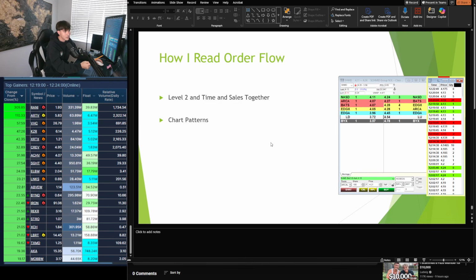So how do I read order flow? I have three big things that I'm looking for. One, I'm looking at level two. I'm watching the orders on the ask, seeing what the order book is like. Secondly, I'm watching the tape. The tape together with the order flow is really important to watch, because if there's a hidden seller in the way, the tape is really what's going to show me those hidden sellers. And then lastly, the chart patterns.